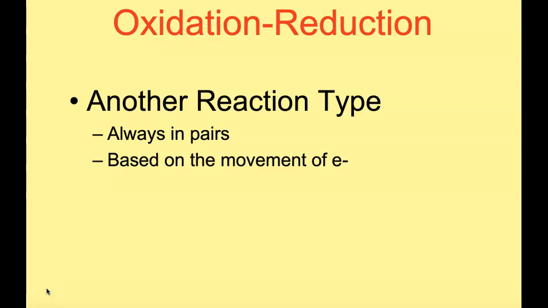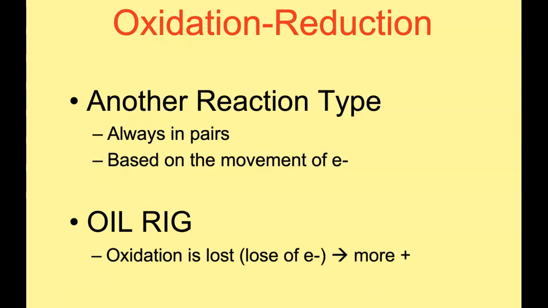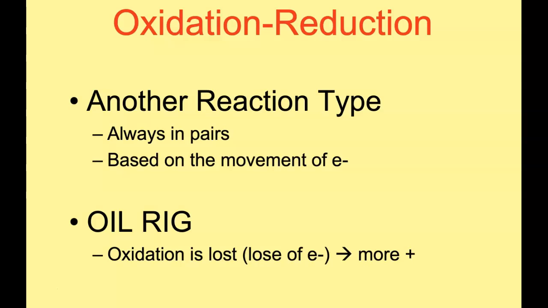So right at the end of class on Monday evening, we were talking about this last type of reaction, which is an oxidation reduction reaction. These are reactions that occur in pairs, and it's based on the movement of electrons. And I use OIL RIG as my memory device to remember that when something is oxidized, electrons are lost. Remember, when electrons are lost, the item becomes more positive, and reduction is gain.